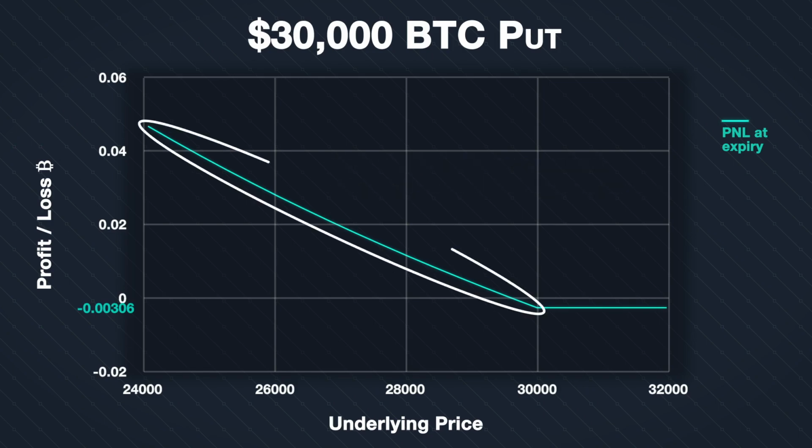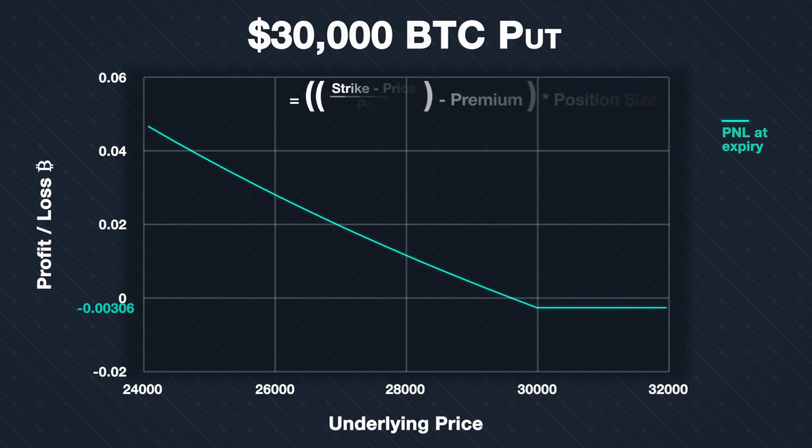If Bitcoin is any price below our strike price of $30,000 at expiry, we can calculate our profit or loss using the formula from lecture 6.2. This was strike price minus Bitcoin price, divided by the Bitcoin price, minus the premium, all multiplied by the position size. Except instead of using just the premium paid per contract, we can use our total cost per contract, including the fee.